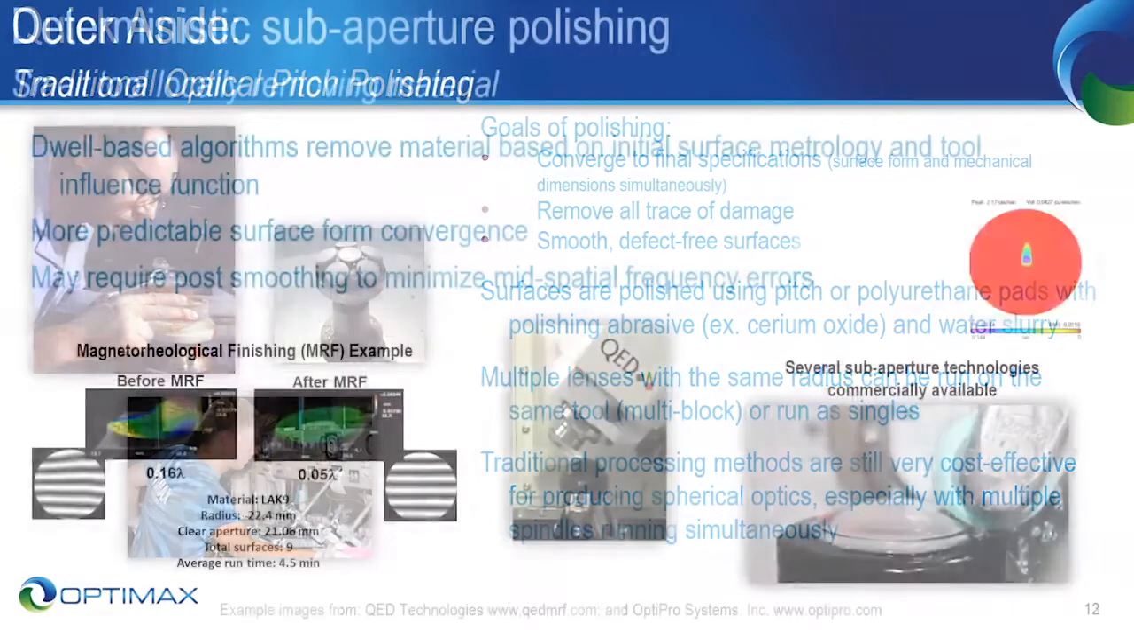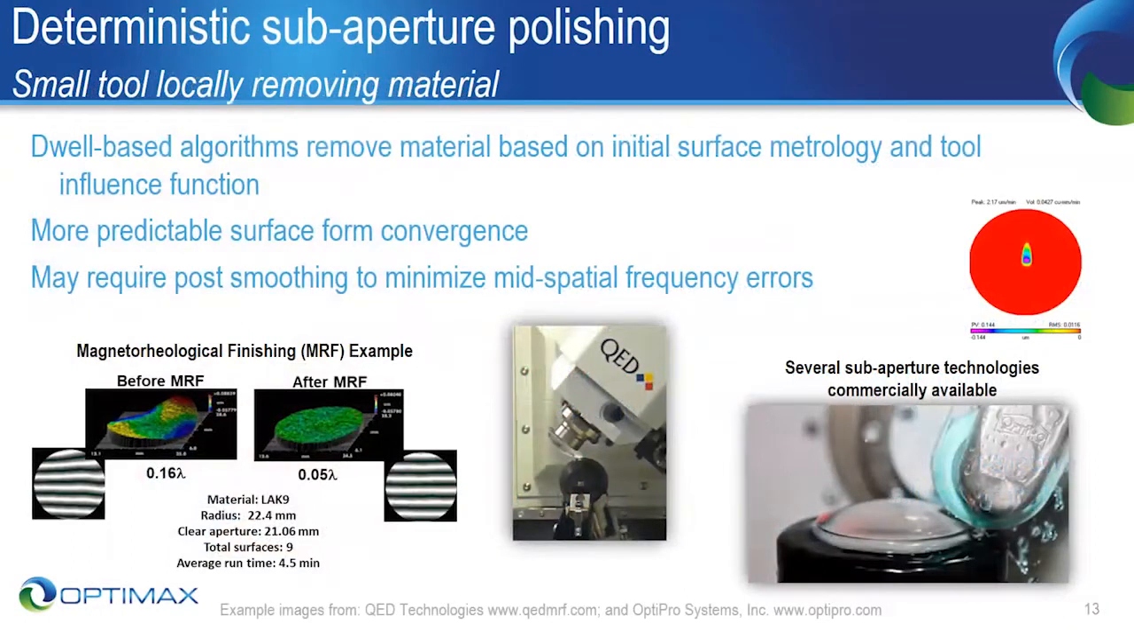However, deterministic sub-aperture polishing is where a small tool locally removes material, and this is extremely important as we move into using more aspheres, off-axis aspheres, freeforms, and very high precision spheres. The way deterministic sub-aperture polishing works is it's a dwell-based algorithm to locally remove material based on the initial surface metrology and tool influence function. An example is an MRF spot here, and you can see it's smaller than the sub-aperture. But one of the great things about deterministic sub-aperture polishing is it has really great, predictable surface form convergence.